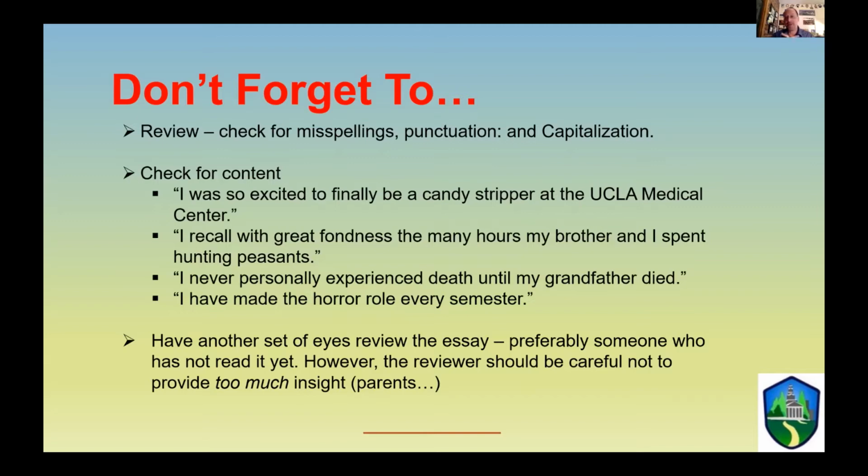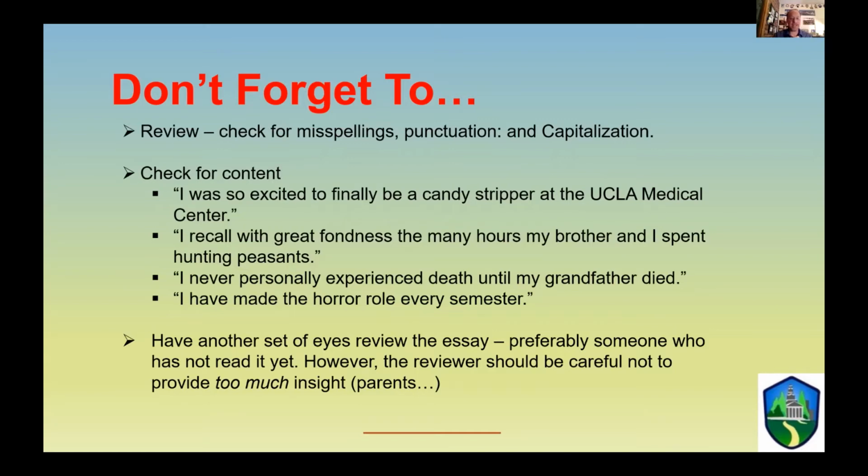So, students, I know sometimes you don't want your parents to read your essays for whatever reason, but it's okay to let them do it, for grammar and such, because trust me, they'll catch these things. And then, as I say, have another set of eyes review the essay, preferably somebody who has not read it yet, because if they have read it, they may have missed some of the same things that you have.